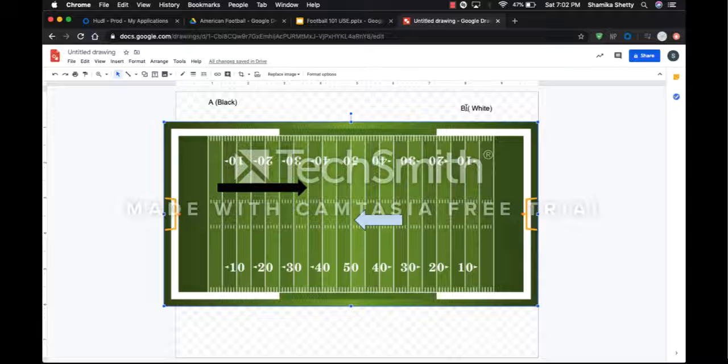The members of team white will pick the ball and start running from right to left, trying to get closer to their end zone. Suppose they are tackled by team A at this yard line. Now team B has got the ball. They are the offensive team.